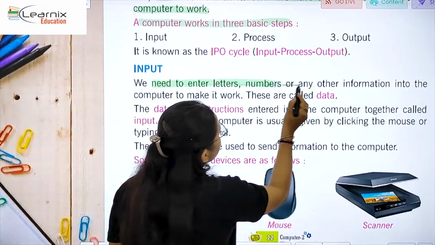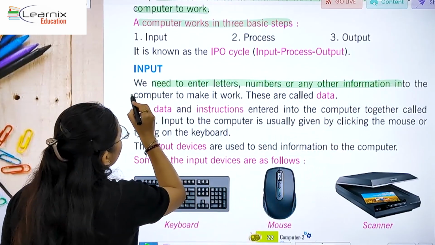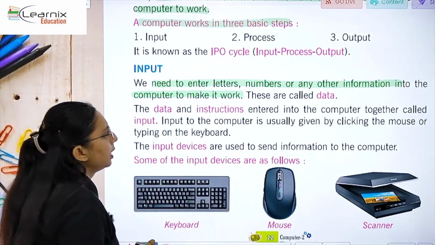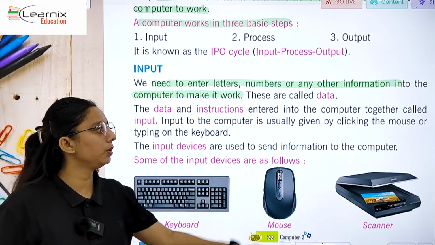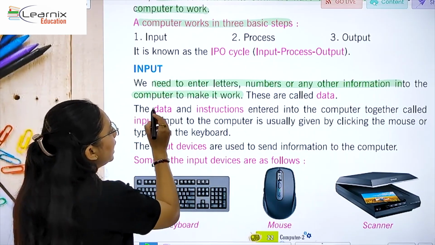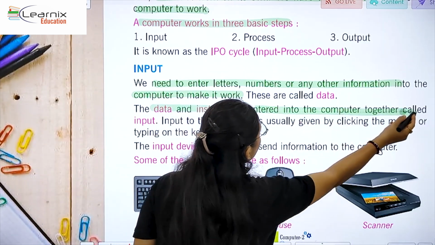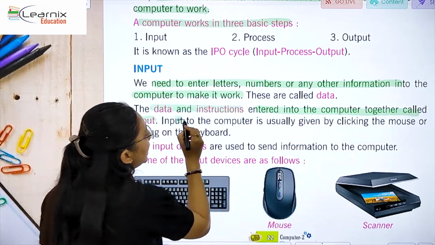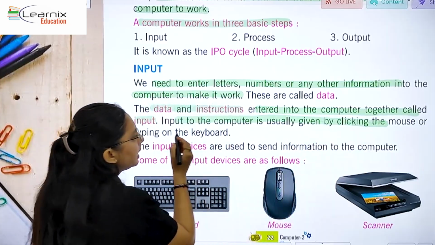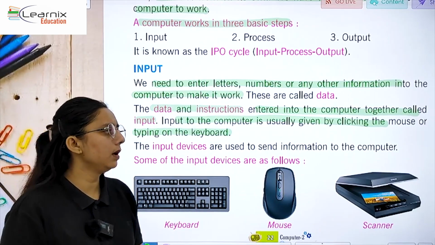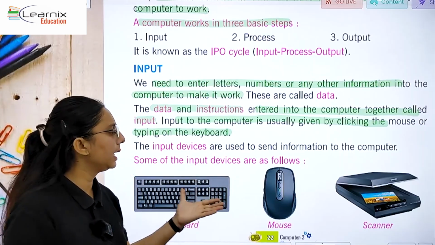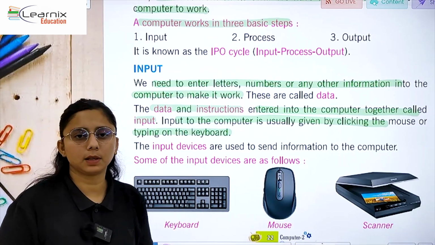We need to enter letters, numbers, or any other information into the computer to make it work. Whatever letter, number, or information you give to a computer is called data. The data and instructions that enter the computer together are called input. Input is usually given by clicking the mouse or typing on the keyboard. How do you give input? By clicking the mouse or typing on the keyboard.